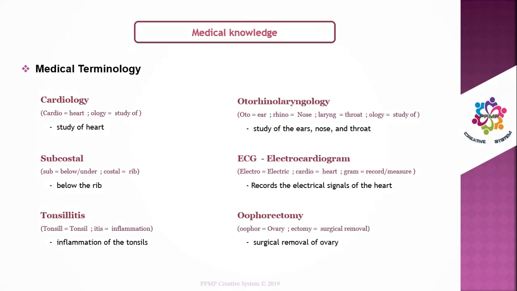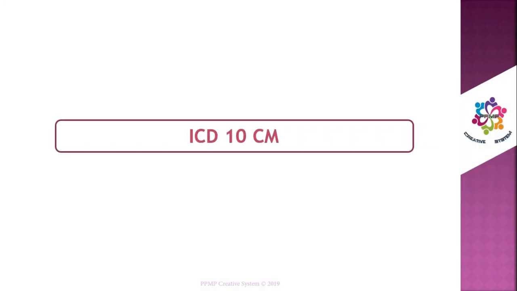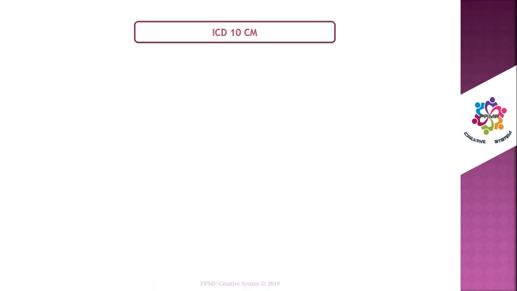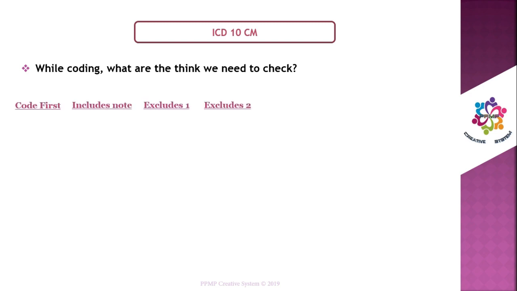Number 3. ICD-10-CM, which denotes International Classification of Diseases, 10th Revision, Clinical Modification. While coding, what are the things we need to check? There is a list of terms and instruction notes, including general ICD-10 guidelines. You need to ensure those while coding. They are: code first, includes note, excludes 1, and excludes 2.